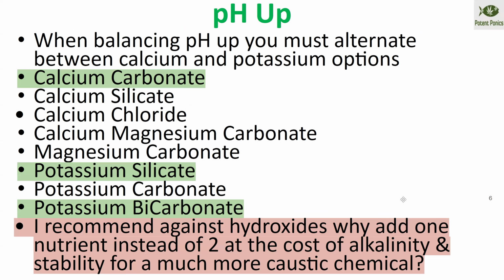And here's a full list of things you can use to raise your pH. You can use calcium carbonate, calcium silicate, calcium chloride, calcium magnesium carbonate, potassium silicate, potassium carbonate, potassium bicarbonate. All of those are acceptable solutions for pH up. But again, I generally prefer calcium carbonate, potassium silicate, and potassium bicarbonate as the three go-tos above all the others, because they provide the most benefit to plant growth for your average grower.